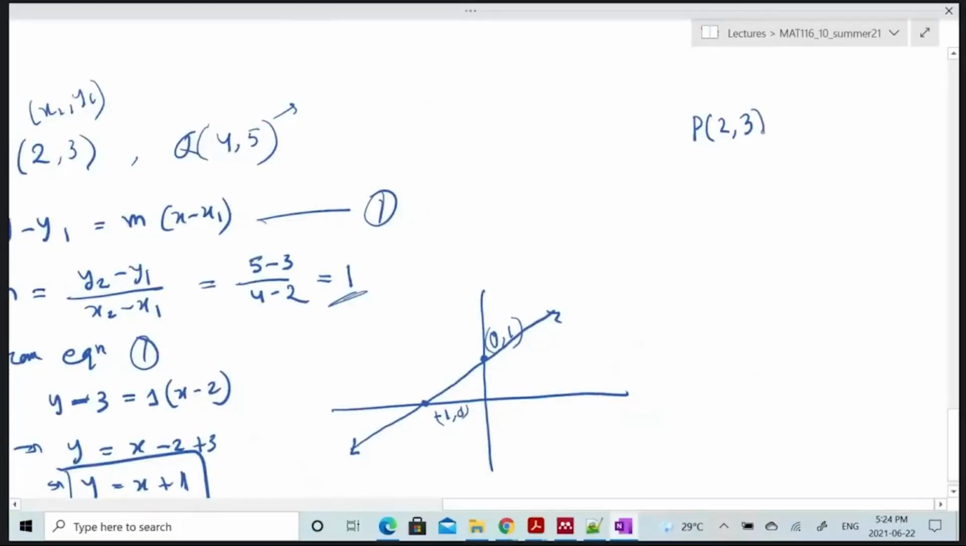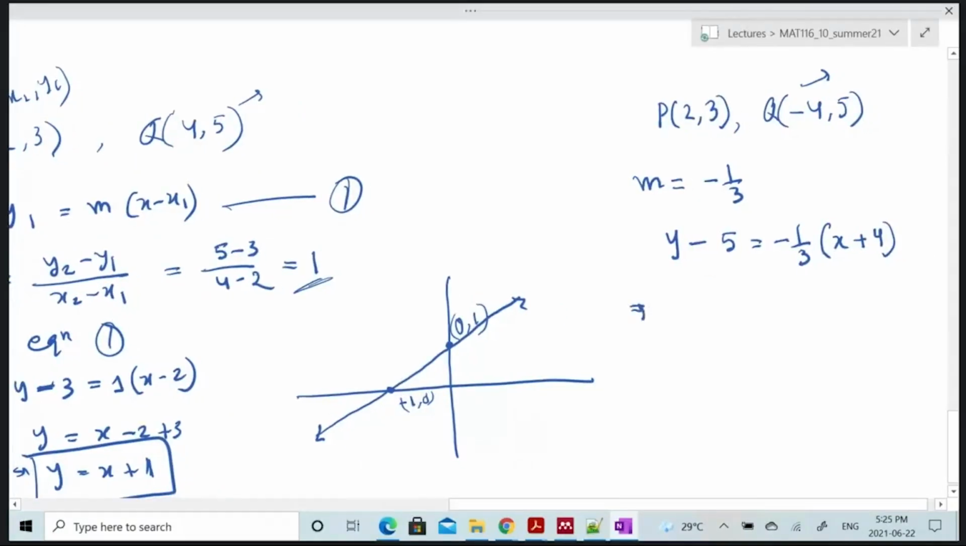Now solve this problem. So we have P and Q as (2, 3) and (minus 4, 5). Let's see what the slope is here. Minus 1 by 3. So what will we write? y minus 5 equal to minus 1 by 3 into x minus x1, that is x plus 4.